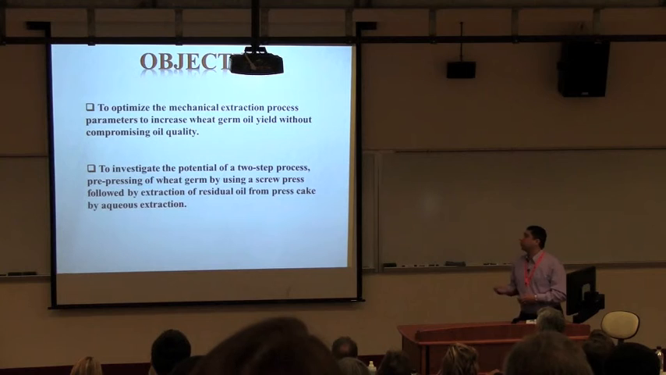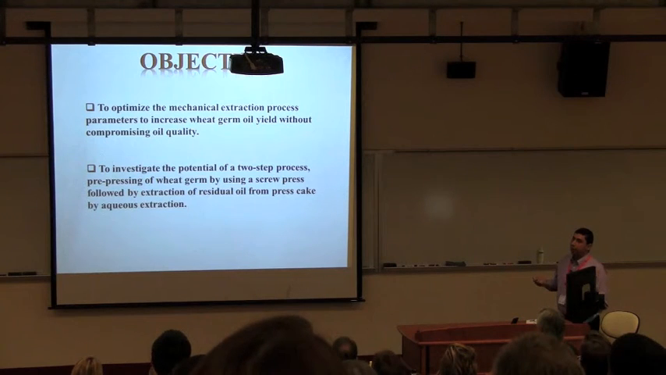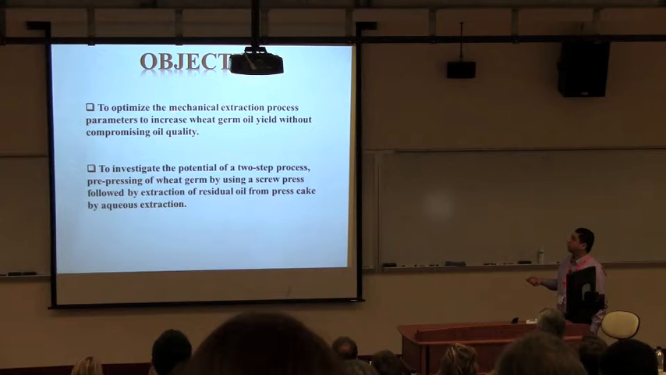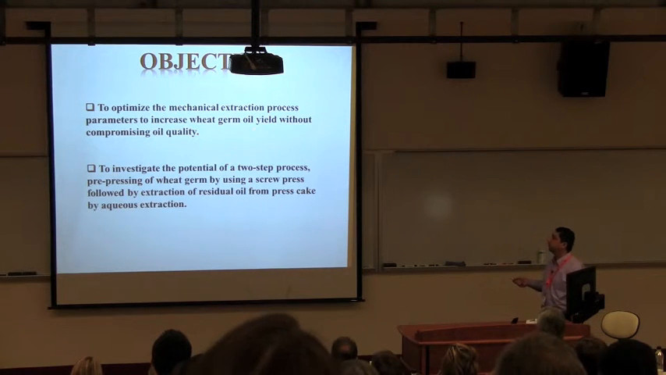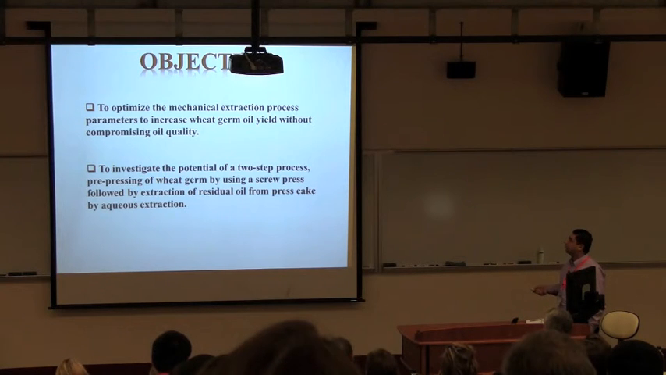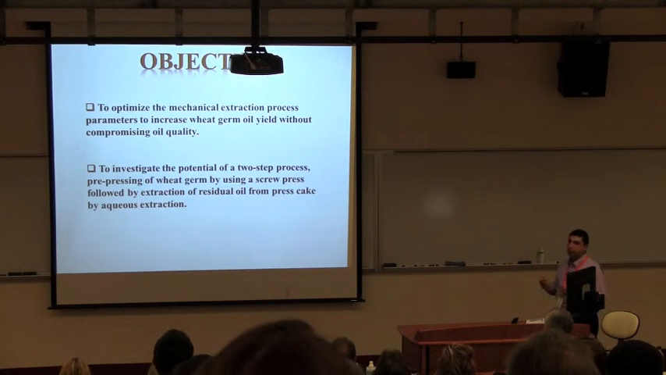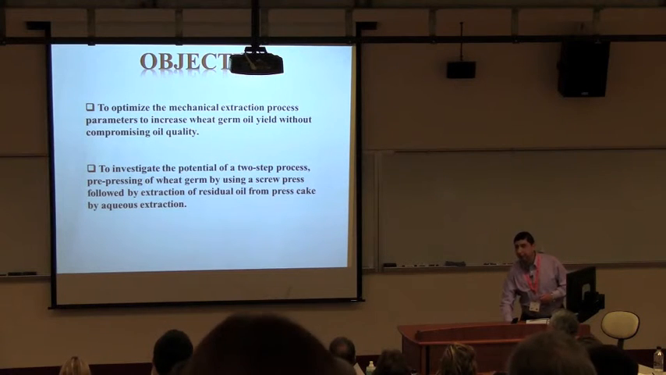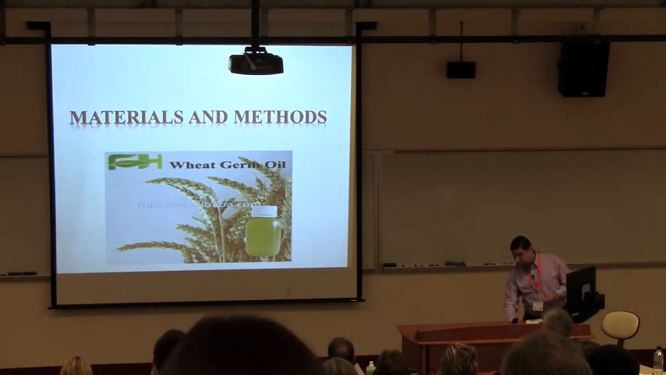To the best of our knowledge, no study has been done in the past on the optimization of mechanical extraction. For this reason, the objective of this study is to optimize the mechanical extraction process parameters to increase the wheat germ oil yield without compromising the oil quality, and also to investigate the potential of using two-step processing. It starts with pre-pressing of the wheat germ using a screw press, followed by extraction of the residual oil from the press cake using another environmentally benign extraction, which is aqueous extraction, to increase the oil yield. Materials and methods.